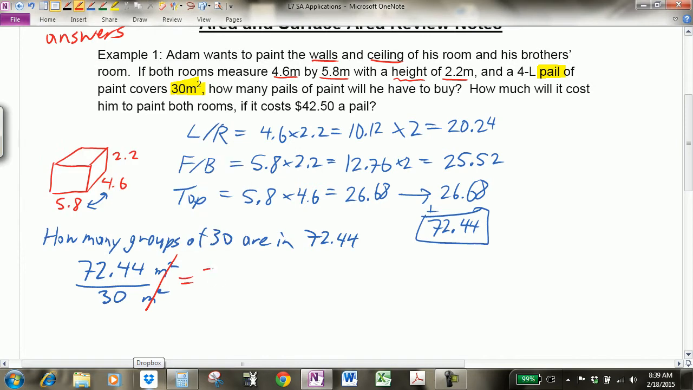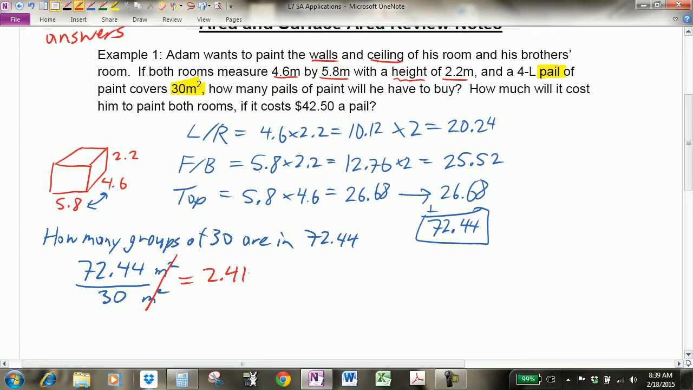And we get 2.41. So, how many cans of paint should we buy? What should we round to? Josh? That's the trick with this question.